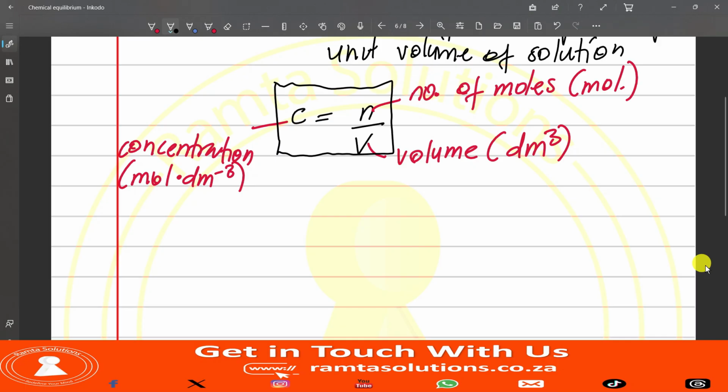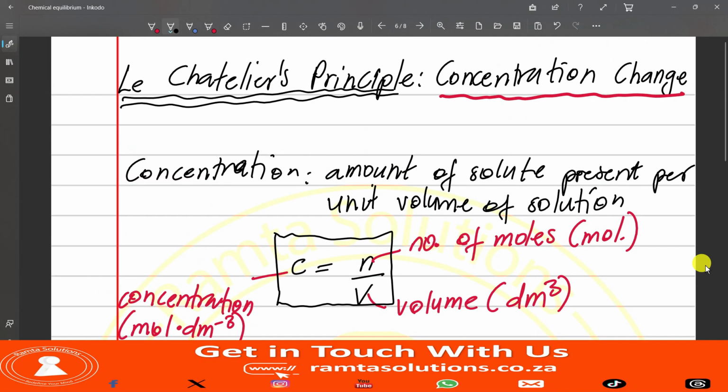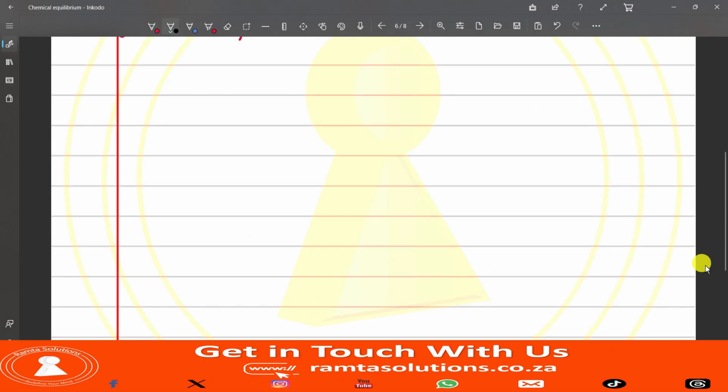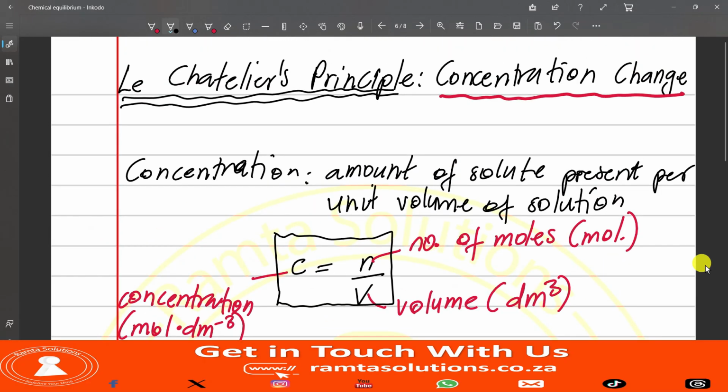Now, remembering Le Chatelier's principle, it said when the equilibrium in a closed system is disturbed, the system will reinstate a new equilibrium by favoring the reaction that will oppose that disturbance. Or simply, when a system at equilibrium is disturbed, the system responds by opposing that disturbance and establishing a new equilibrium. So today we are going to look at the effect of concentration change.